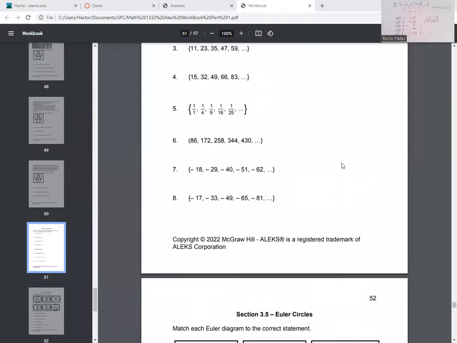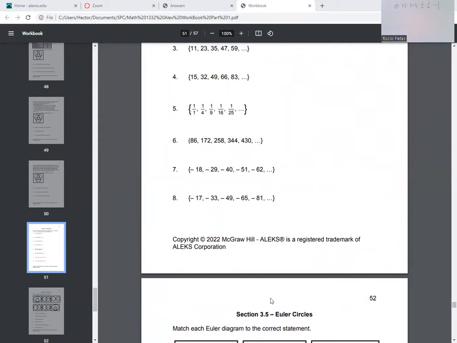And then we'll try 5 and then 7. This is not a long section, not unlike most of the sections we have encountered. So for 5, you have 1 over 1, and then 1 over 4, and then 1 over 9, 1 over 16, 1 over 25.